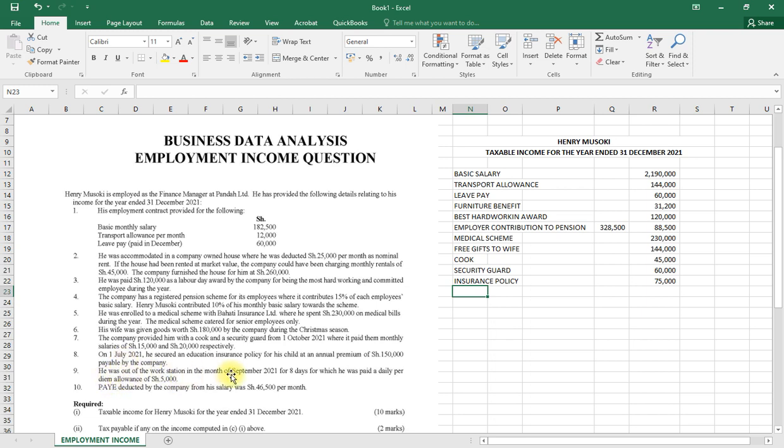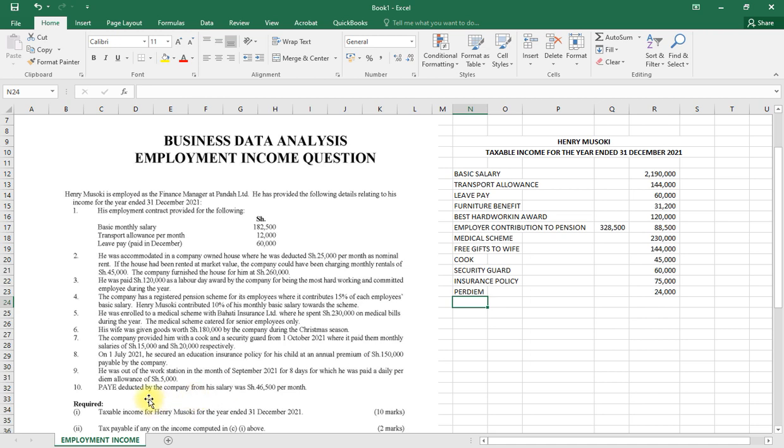He was out of his workstation in the month of September 2021 for 8 days, for which he was paid a daily per diem allowance of 5,000. So we have per diem. This is money that you are paid while you are out of your official workstation. For the per diem, the first 2,000 is exempted from tax, and there were 8 days. So we open the bracket, 5,000 minus 2,000 per day, close the bracket, and multiply by how many days? He was out for 8 days. So the first 2,000 will be exempted from tax, but the extra amount will be taxed. So the total amount will be 24,000.